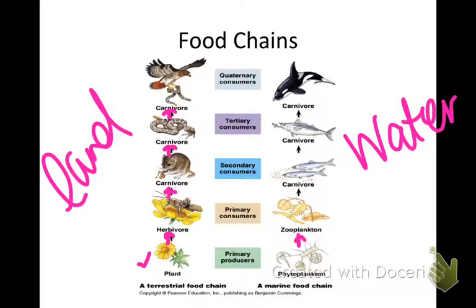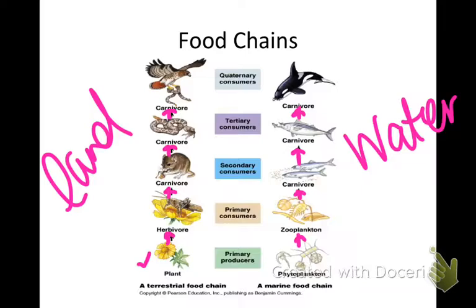Phytoplankton, which are teeny tiny microscopic marine creatures, are eaten by zooplankton, animal type plankton. Then there's these small fish that eat the zooplankton. Big old fish eats the small fish, and then killer whale eats the big fish.